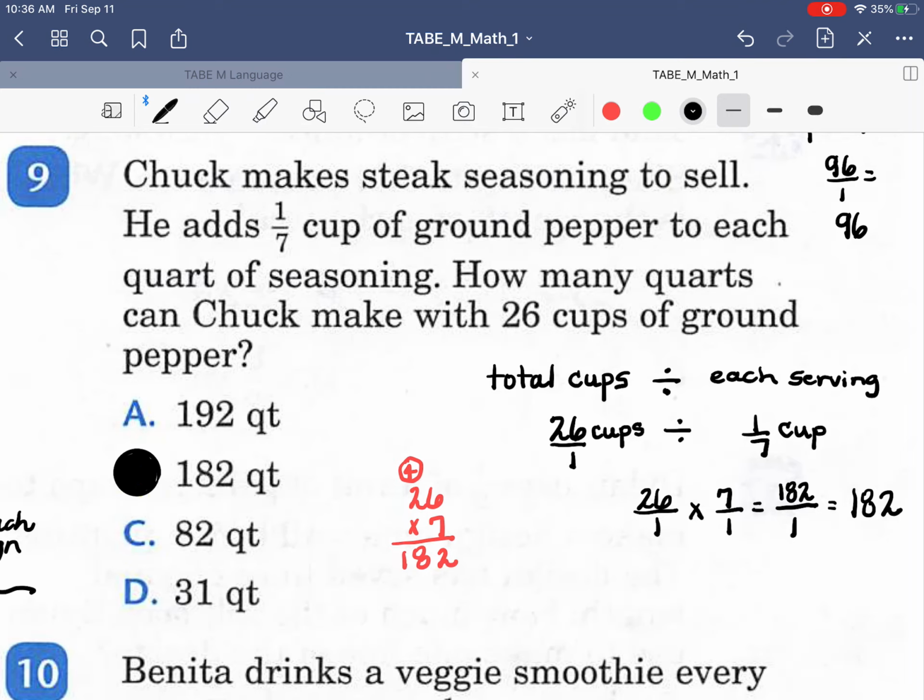If you are using a calculator on these, if you're studying for HiSET, use the calculator by all means to do all of that figuring. Use the calculator to do the fractions. You need to talk to your teacher about whether or not you should be using a calculator.